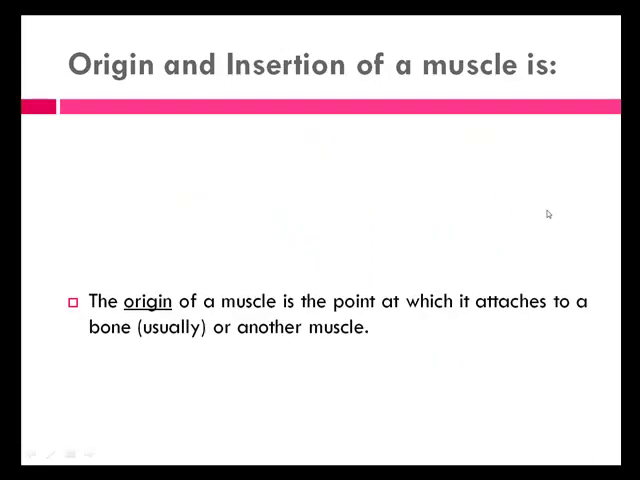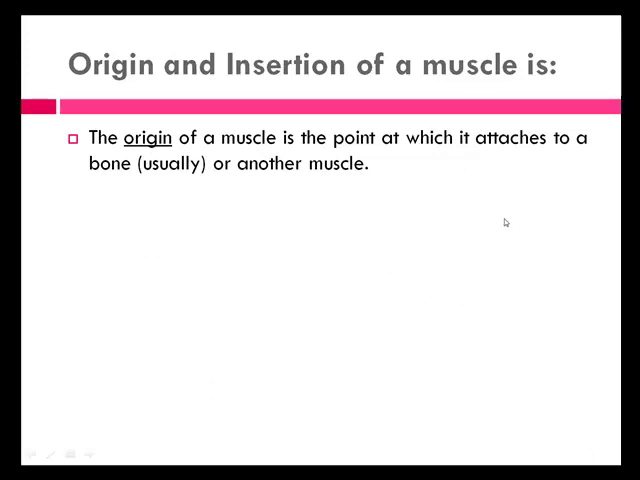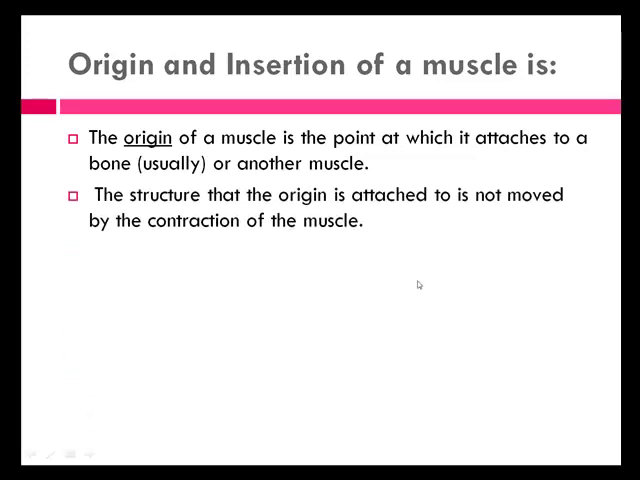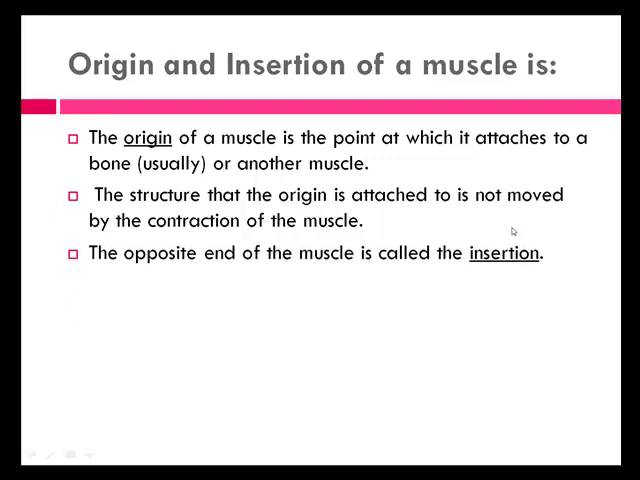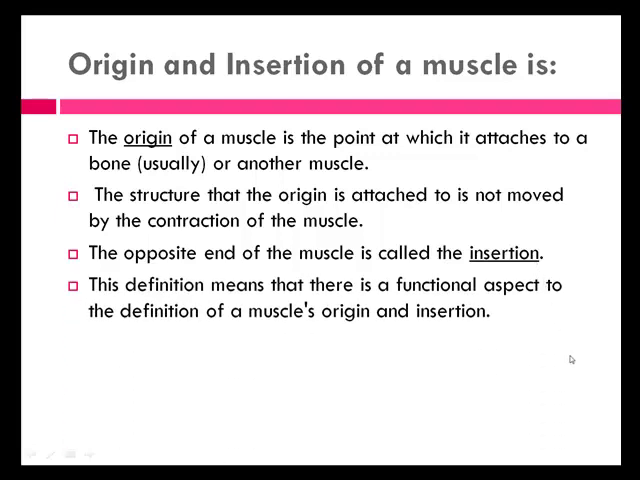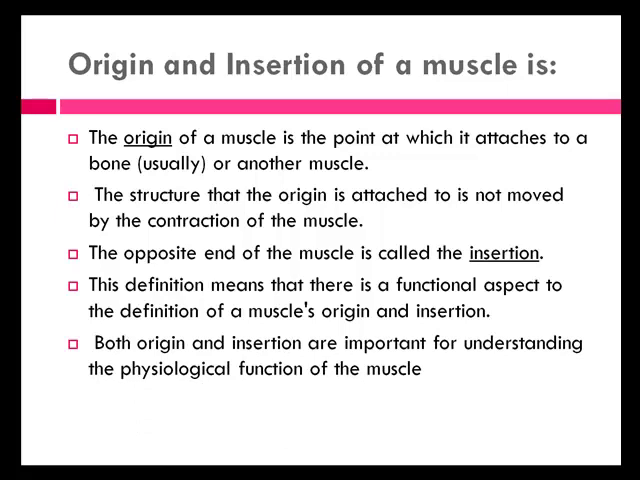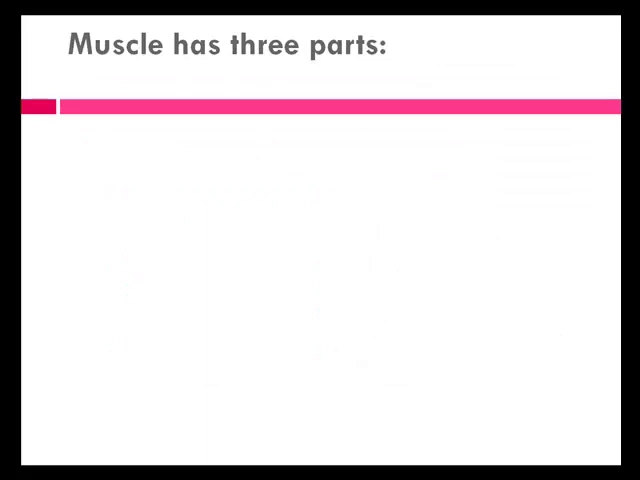Origin and insertion of the muscle. The origin of a muscle is the point at which it attaches to a bone, usually, or another muscle, and the structure that the origin is attached to is not moved by the contraction of the muscle. So the opposite end of the muscle is called the insertion. The definition means that there is a functional aspect to the definition of a muscle's origin and insertion. Both origin and insertion are important for understanding the physiological function of the muscles.